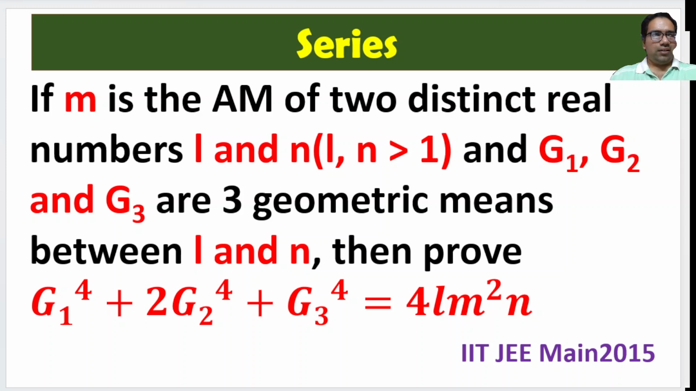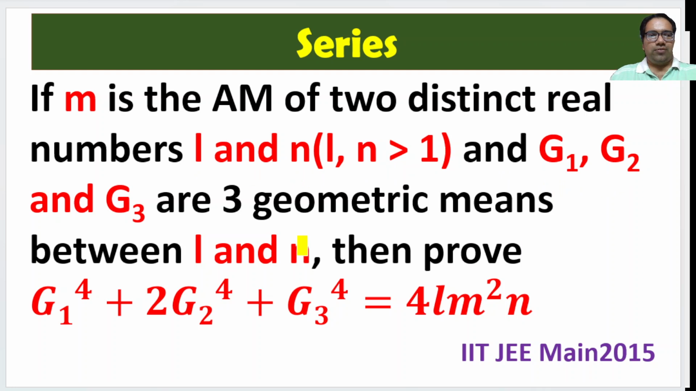Hi friends, here we have two numbers L and N, both greater than 1, and M is the arithmetic mean of them. That means M equals (L plus N) by 2. M is at the middle of L and N. L and N are both greater than 1.